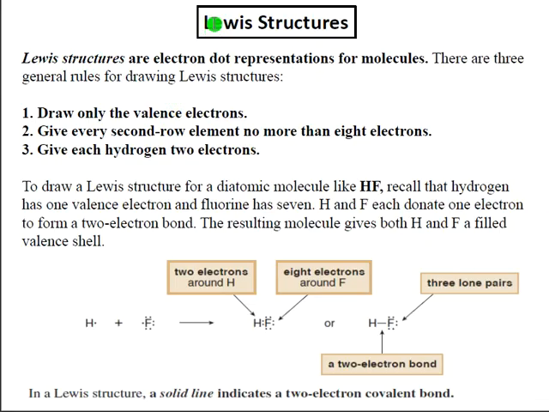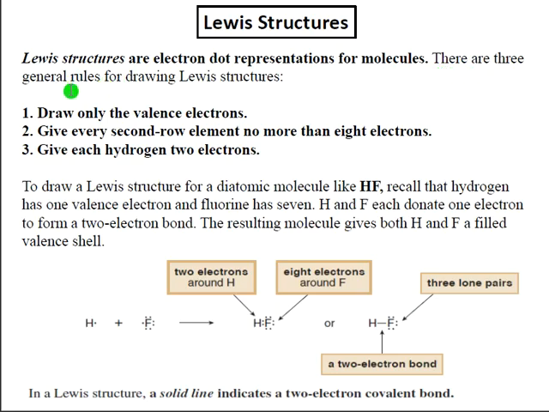Today we will talk about the Lewis structure for organic compounds. Of course, if you want to draw the structure for any compound, we have a way to make that. The first way to draw the structure of an organic compound is the Lewis structure. Lewis structures are electron dot representations for molecules.